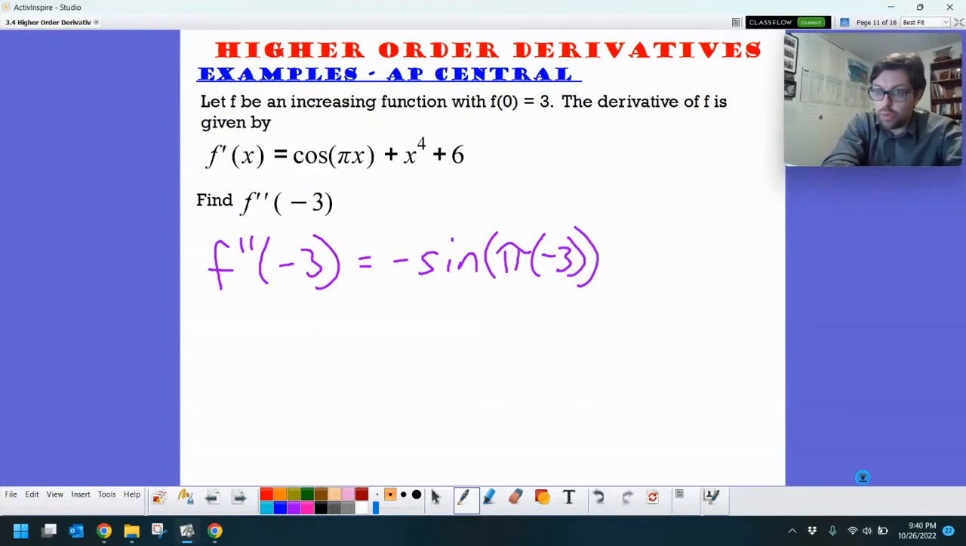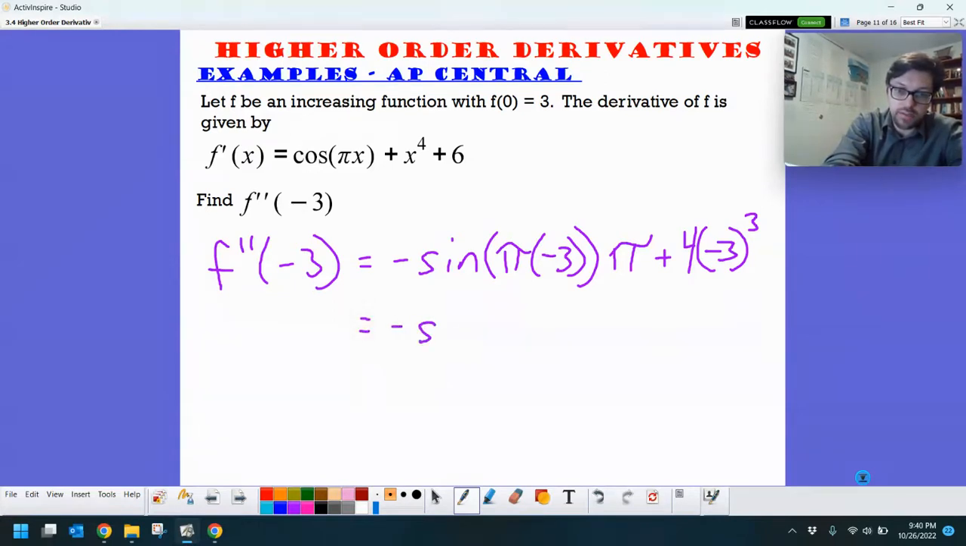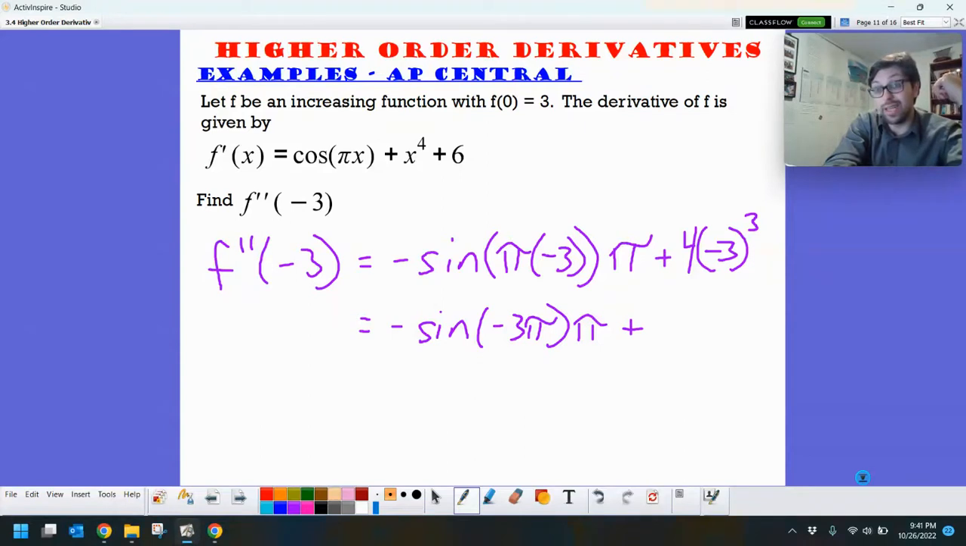But then I'm going to need to chain rule that and find the derivative of the inside of cosine, because I've got that operation on the inside there. So that is going to be a pi. And then plus I've got to find the derivative of that x to the 4. That'll be 4 something cubed, and that something is a -3. And then we have the derivative of that constant on the end, which is 0. So this equals negative sine of -3 pi times pi plus, let's see, -4 times 27. That is going to be 108.